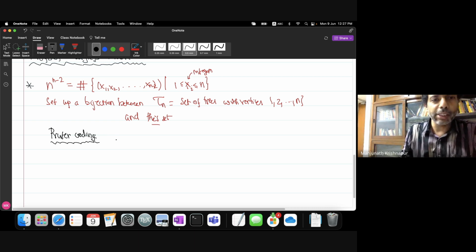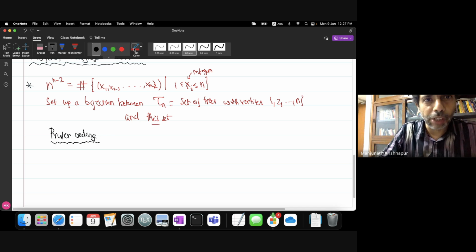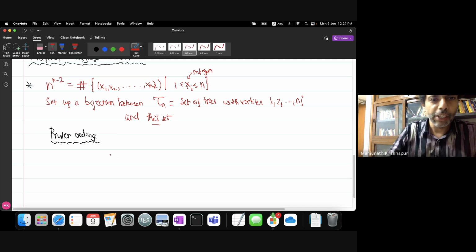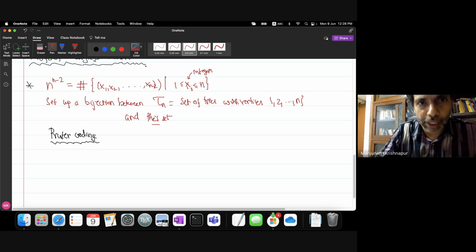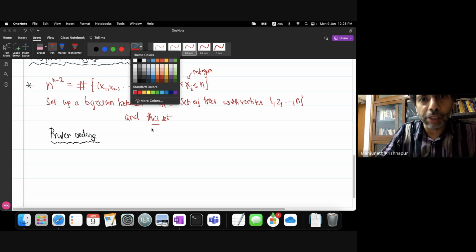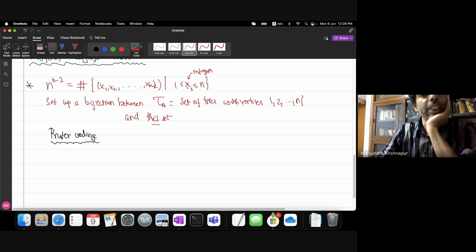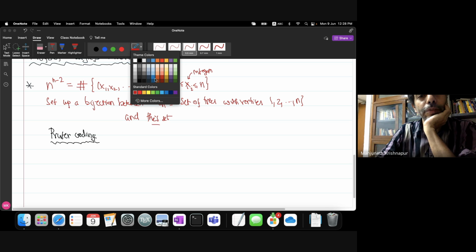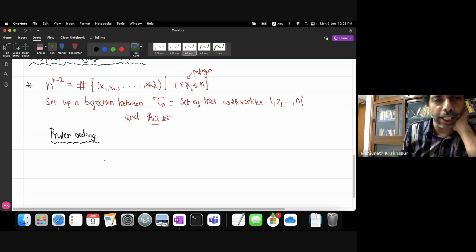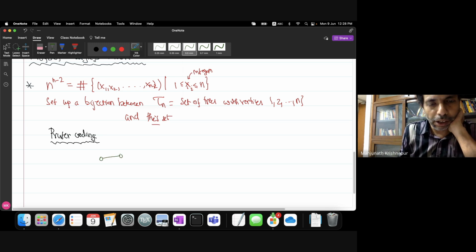So what is this coding, the Prüfer coding, which will set up a bijection? Let's take an example of a tree and I will show you how to convert it to a sequence. Bijection means if you take a tree, I have to give you a tuple, and if I give you a tuple, I have to give you a tree, in such a way that they are inverses of each other. Okay, so suppose I take a tree. Let's just write down a tree.